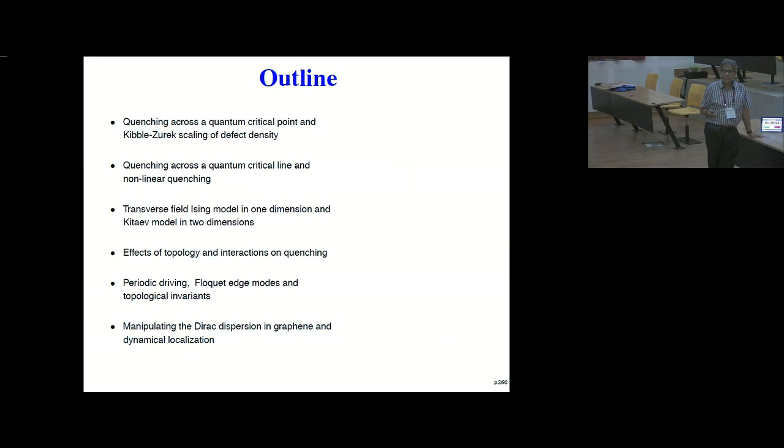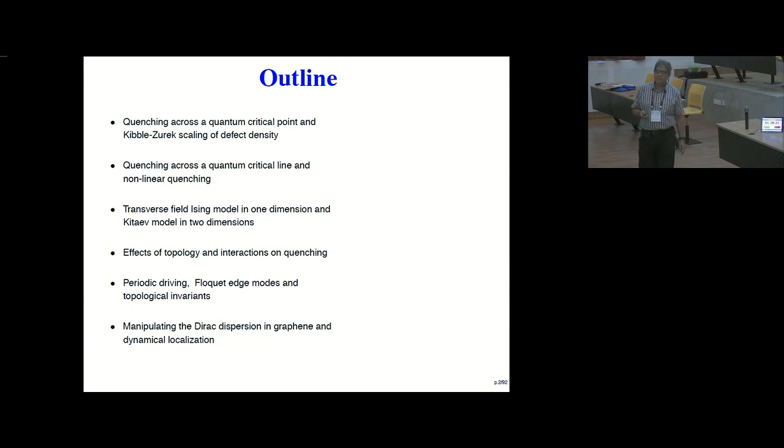First I'll tell you about quenching dynamics. What happens when you quench a quantum system across a quantum critical point, and you get defects that are produced, and the density of defects scales in a particular way with the quenching rate, which is called the Kibble-Zurek scaling. Then I'll tell you about what happens when you quench across a quantum critical line instead of a critical point, and what happens if you quench in a nonlinear way in time.